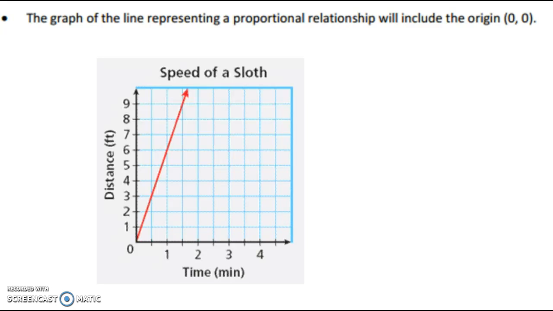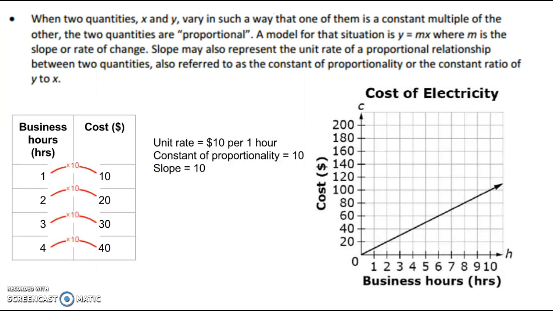In 6th grade, students will have learned that a proportional relationship is a straight line that includes the origin. 7th grade teachers are tasked with connecting this prior knowledge. In 6th grade, students learned about the constant of proportionality and unit rate. 7th grade teachers extend this knowledge to create a model in the form of an equation y equals mx and introduce m to represent slope.